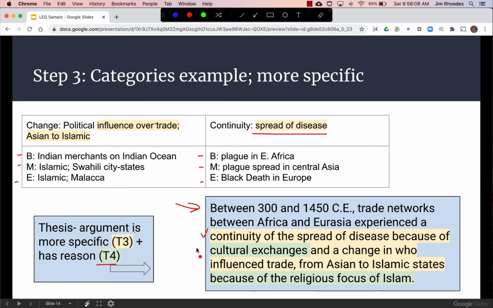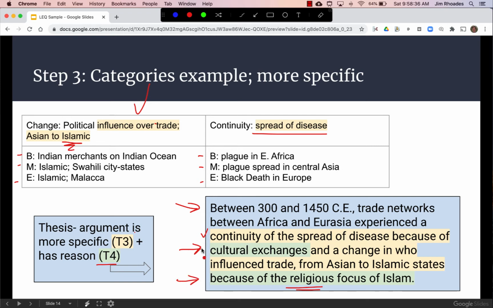So I asked myself, why did diseases spread? And I thought, well, it's because people from different cultures are interacting with each other, and that's how disease gets spread. Then I went on to my second idea, which is a change in who influenced trade from Asian to Islamic states. And I asked myself, why did Islam kind of take over and become so important? And I decided it was because of the religious focus of Islam about trade. Notice that these green things are very short. I will expand on those ideas later.